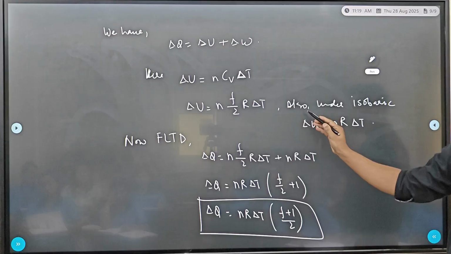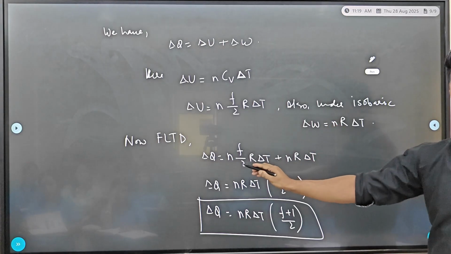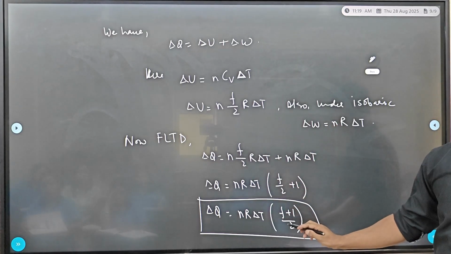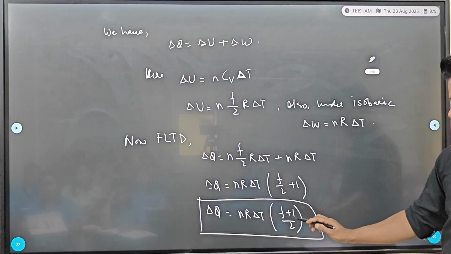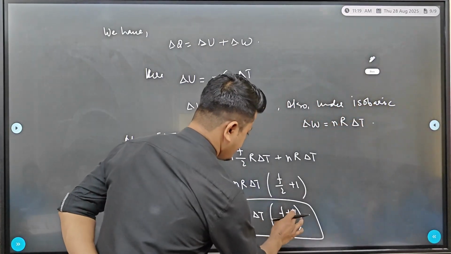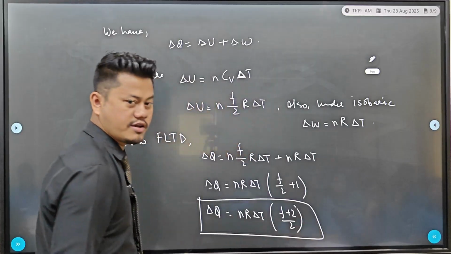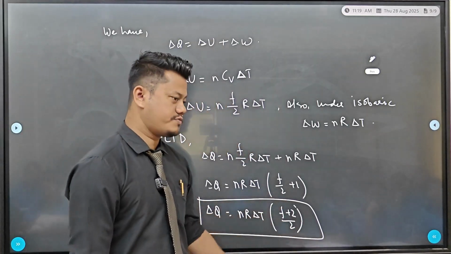Here it's, oh sorry, I'm so sorry. It's F plus 2, okay? F plus 2 by 2.